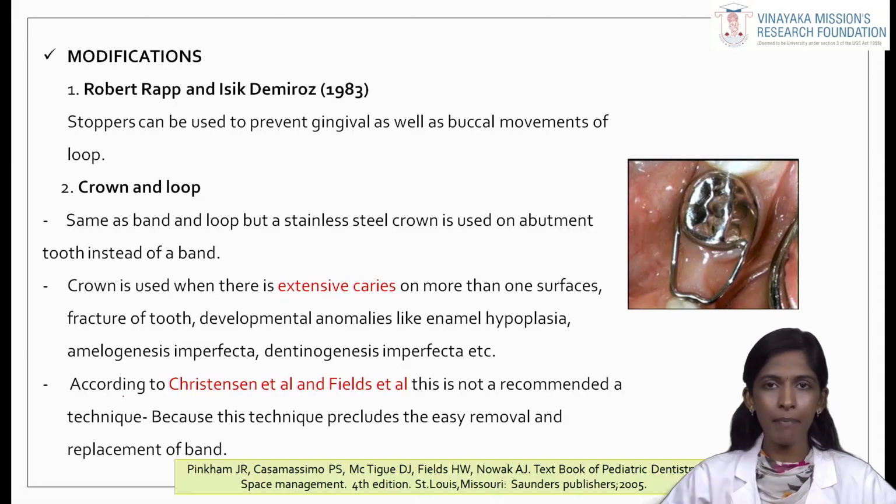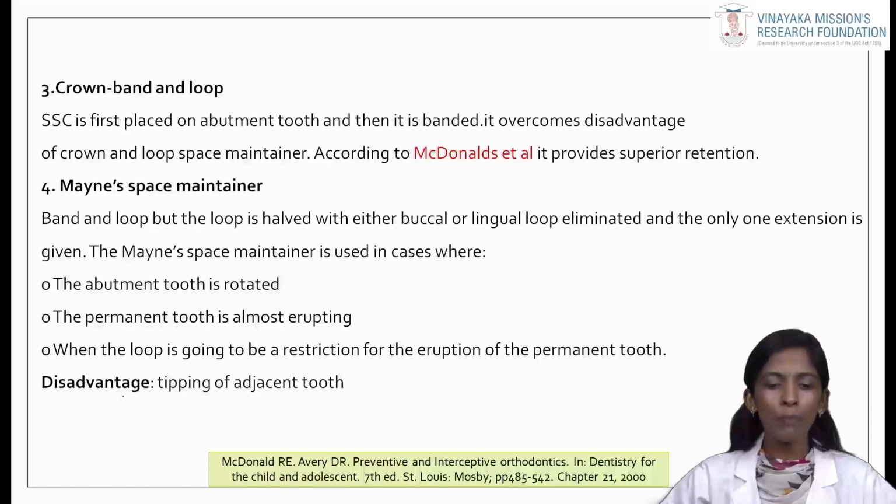Crown and loop is the same as band and loop, but a stainless steel crown is used on the abutment tooth instead of a band. Crown is used when there is extensive caries on more than one surface, fracture of tooth, developmental anomalies like enamel hypoplasia, amelogenesis imperfecta, dentinogenesis imperfecta, etc. According to Christensen, this is not a recommended technique because it precludes the easy removal and replacement of the band. Then crown, band and loop.